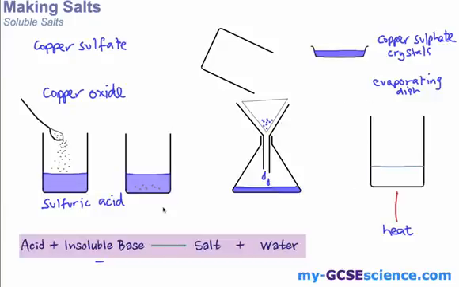Okay, so this is method one. You do need to know the steps. It looks slightly complicated if you look at it like this, but really it's just reacting the insoluble base with the acid, making sure as much reacts as possible, filter it, evaporate it down a little bit, and then leave it over a space of a few days in order for it to be able to form the crystals.